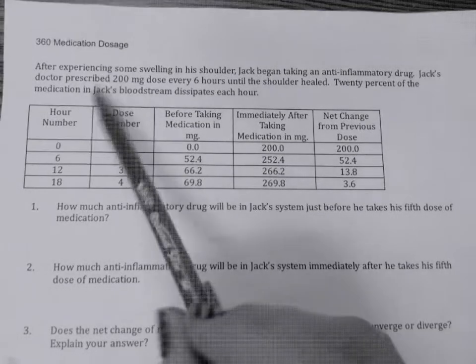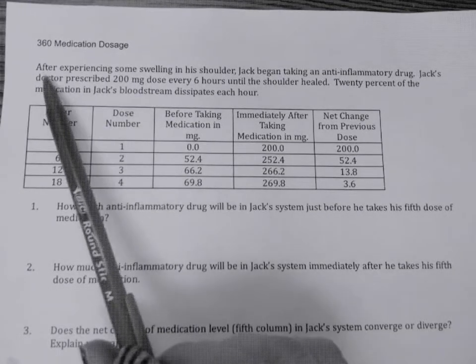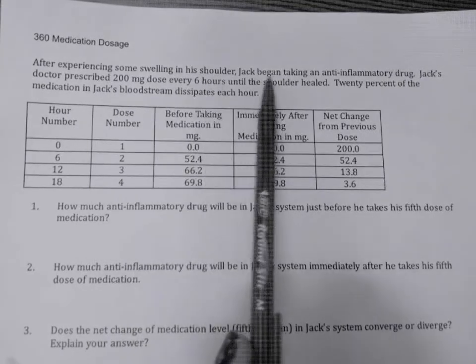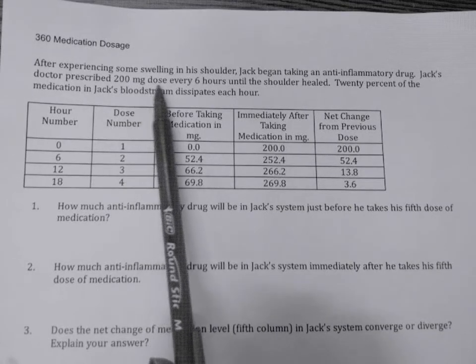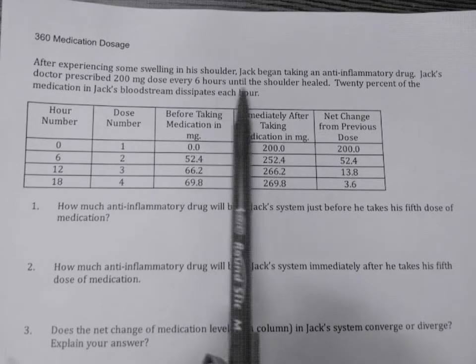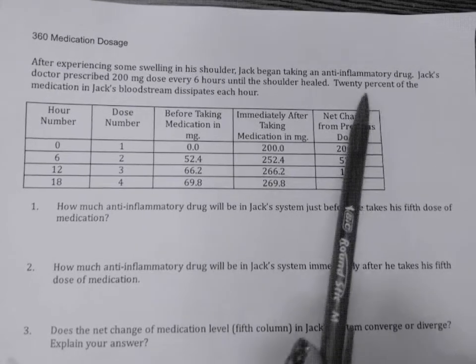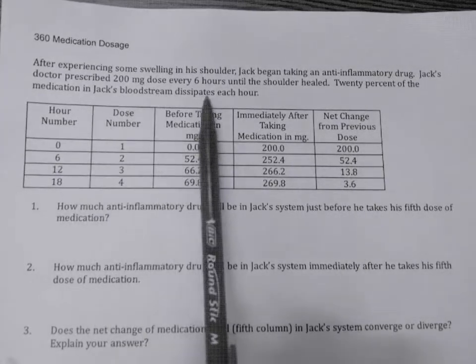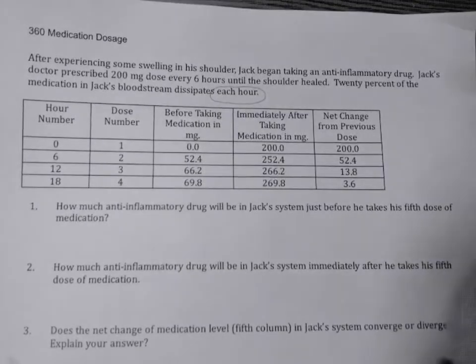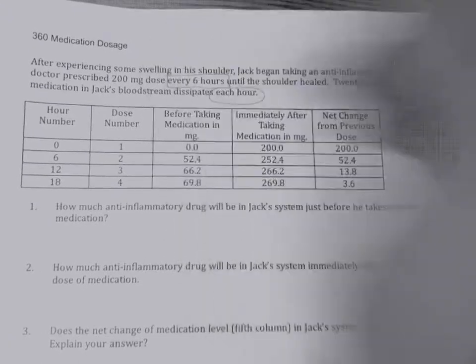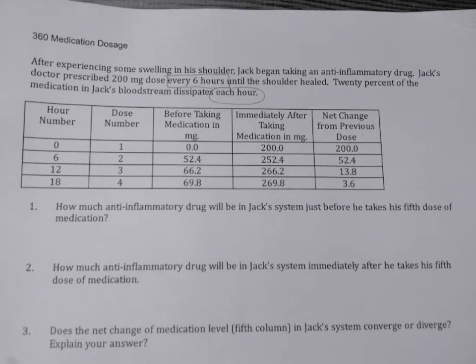So this time it's about medication dosage instead of chemicals. After experiencing swelling in his shoulder, Jack began to take an anti-inflammatory drug. His doctor prescribed 200 milligrams every 6 hours until the shoulder healed, and 20% of the medication dissipates each hour. I want to be clear, it dissipates each hour, but it's every 6 hours that he's taking that dose. So each hour it's dissipating, hour 1, 2, 3, 4, 5, 6, then he takes another dose. So it's not just 20% over that 6 hours.